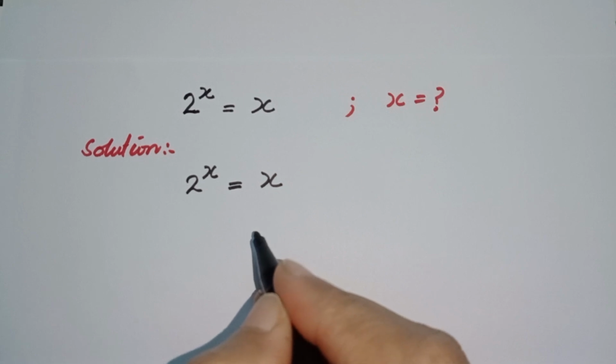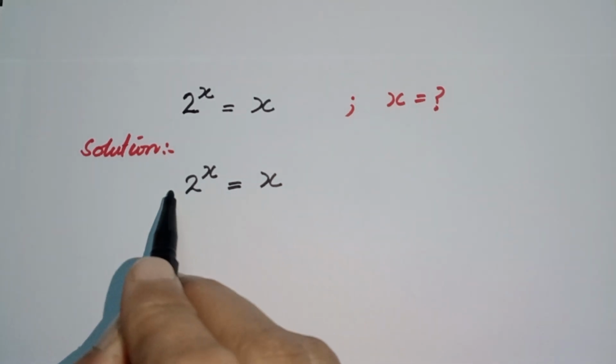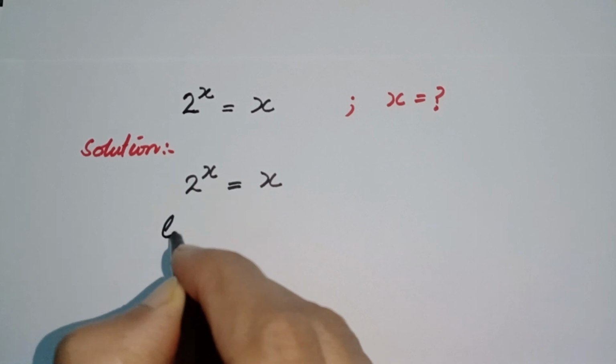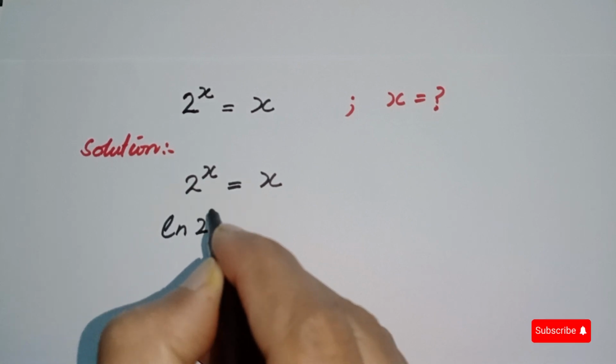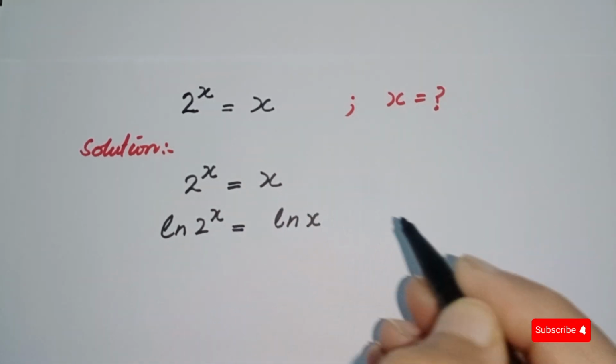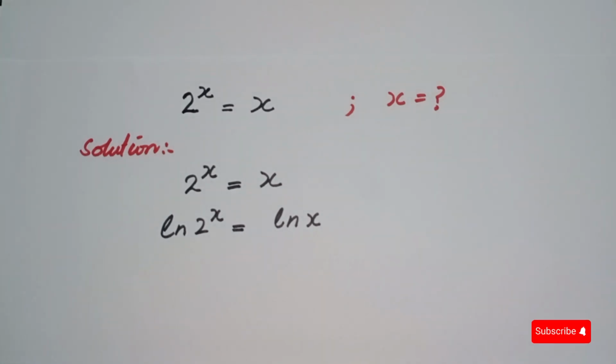We will take natural log on both sides, on left hand side and on right hand side. So we are going to take the natural log: ln 2 to the power x is equal to ln x. Here we are going to use a very well-known property of natural log. This property is very common about the natural log.